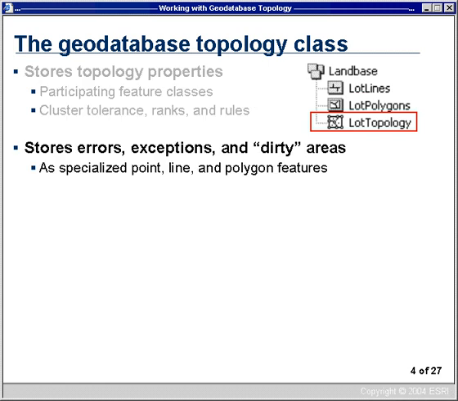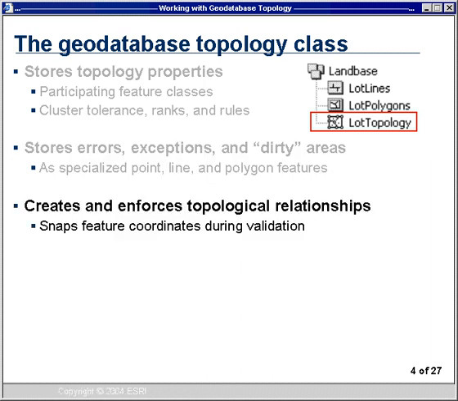So, it also stores errors, exceptions, and dirty areas. And we're going to really get into these specialized features in topic 2, so I will hold off until then to explain them in detail. So during validation, all the feature coordinates that are within a certain defined cluster tolerance are considered identical, and therefore coincident geometry is established. And that gives you the ability to enforce your topological relationships by the rules that you apply.